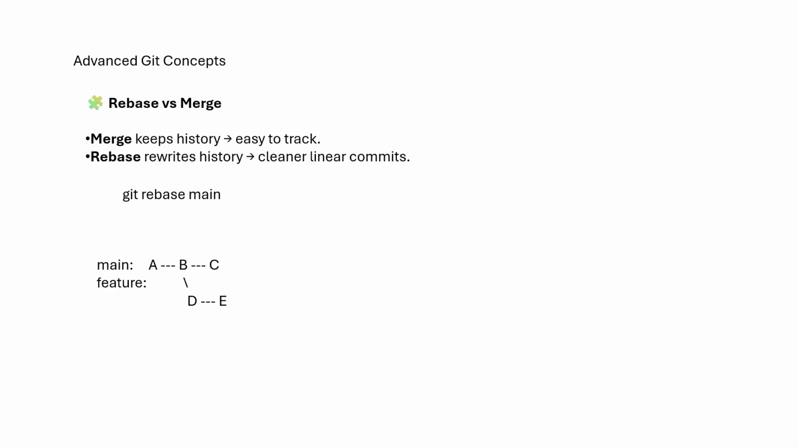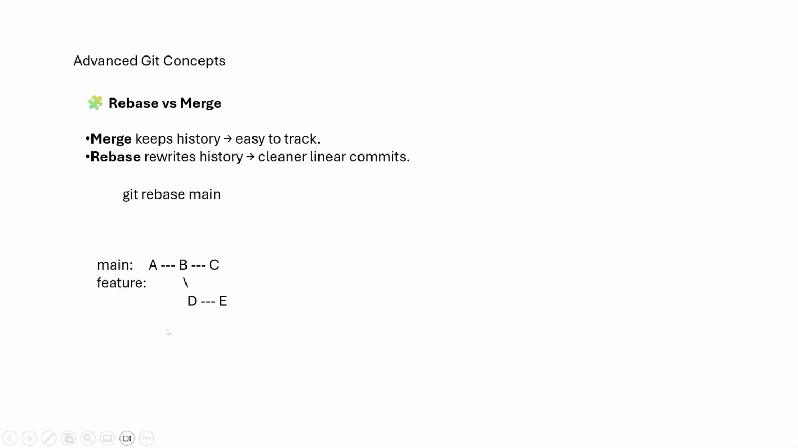So what exactly is merge? It keeps the history, and it will be easy to track. And rebase, what will rebase do? Rebase will rewrite the history, so it will be cleaner, with linear commits. If you have to do the rebase, this is the command: git rebase main. When you give git rebase main, it will rebase onto the main branch.